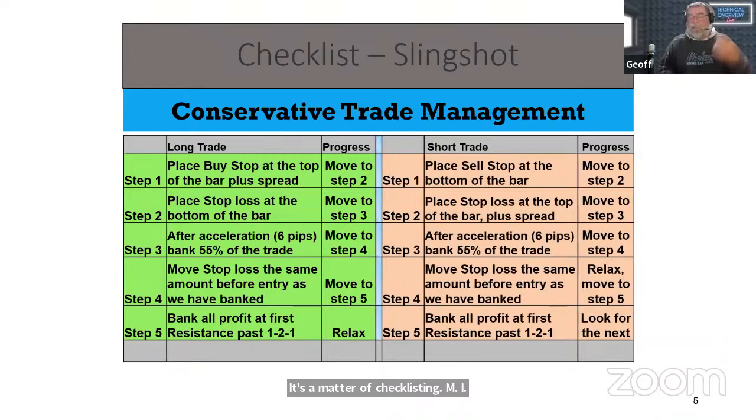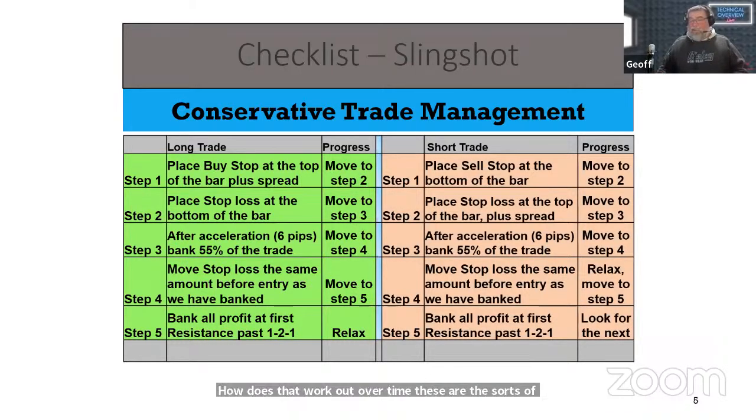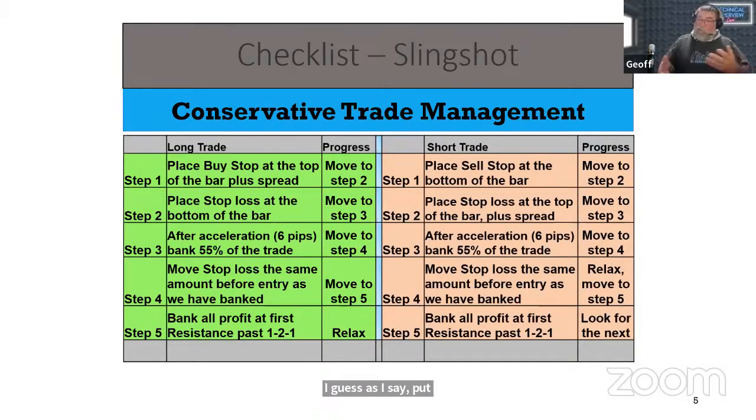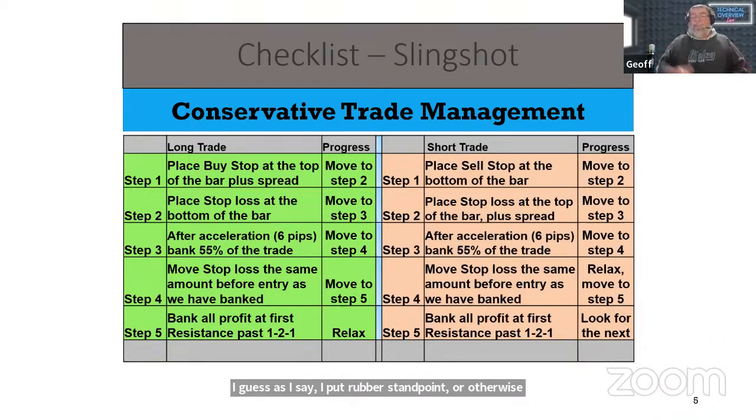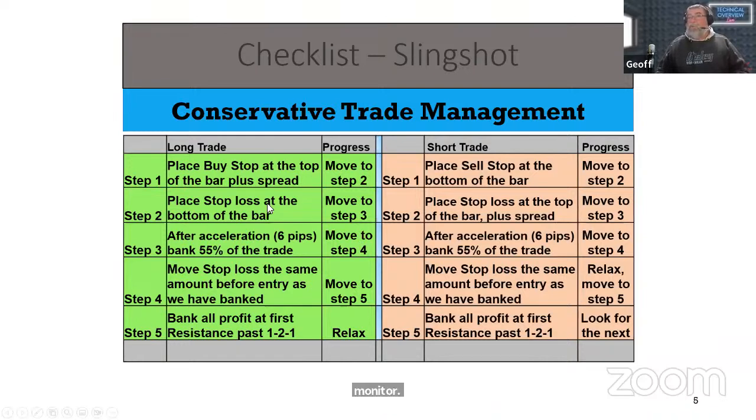Is one candle a reason to take the trade? And if it is, how did that go? How does that work out over time? They're the sorts of things that a checklist can, I guess, as I say, put a rubber stamp on, or otherwise find the fault. Have a checklist, and don't be afraid to put it in front of you on the desk, or stick it to your monitor. Just have it, because it will save you a lot of grief down the track, I can promise you.